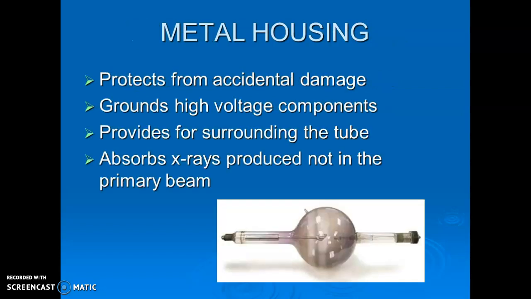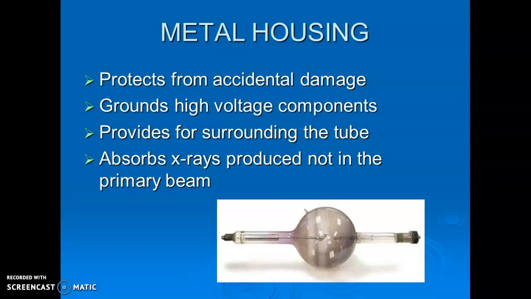Okay, the metal housing protects the actual tube itself from accidental damage. You're not hitting it on the wall when you put it away. You're not hitting it on the chair. It also grounds the high voltage components of the machine so that as you're adjusting it or setting things up, you don't get shocked.